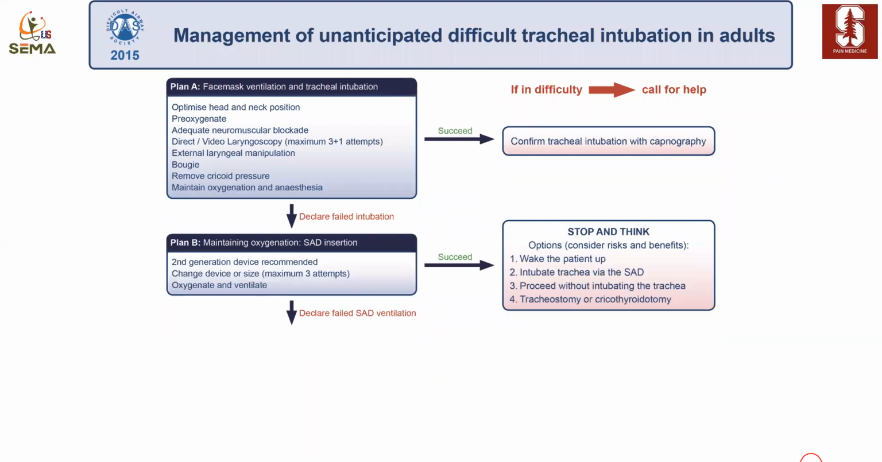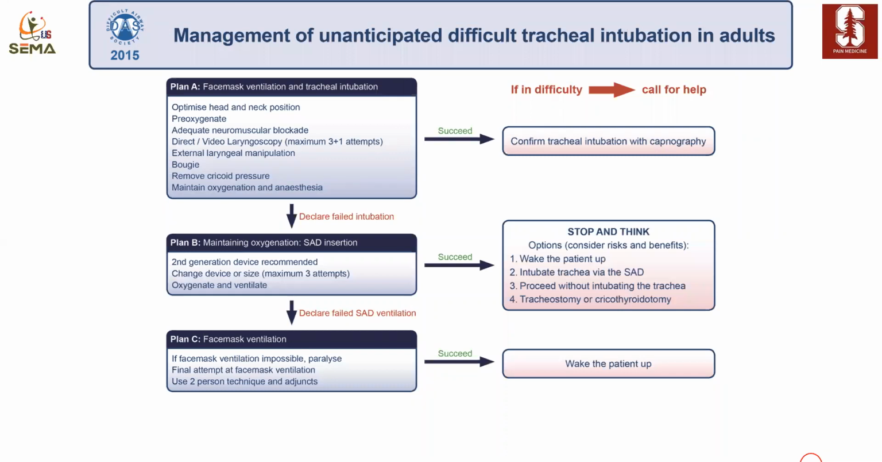Again, this is the second step. So you have multiple generations now from the LMA, and be thoughtful about why it didn't work. Why did the LMA fail? Was it small? Was it big? Do you need to change the size? And then, if you cannot bag the patient, most of the time it's related to position.